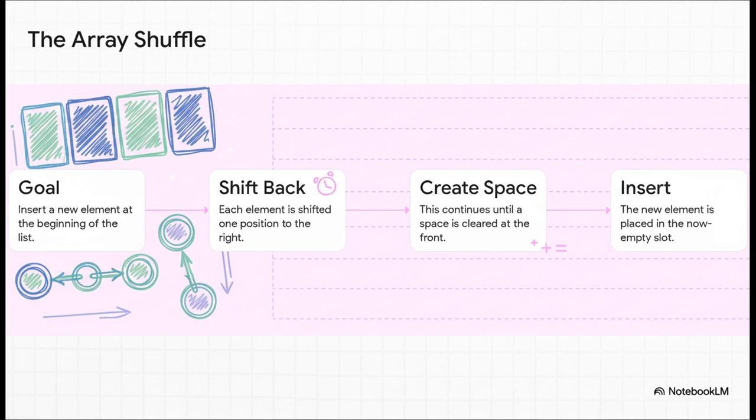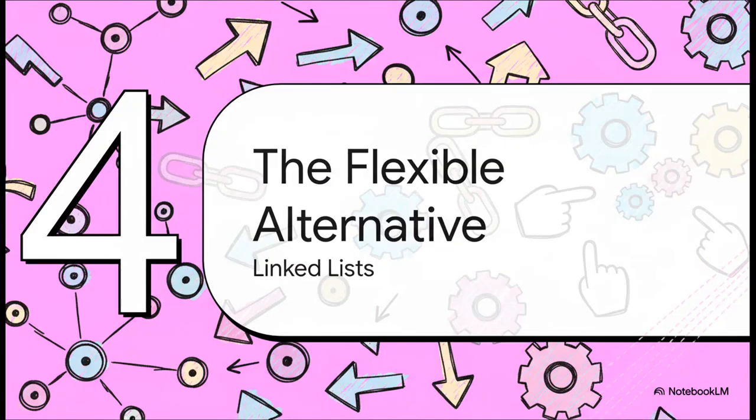This is exactly the kind of thing that makes an app feel sluggish and unresponsive. So that shuffling is a total performance killer. If your app needs to do a lot of that, it's going to feel slow. So if that's the problem, what's the solution? Well, engineers came up with a really clever alternative that's built on a completely different idea.